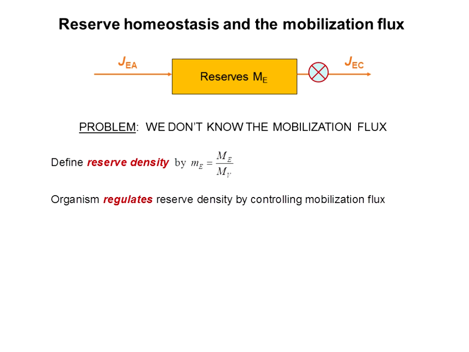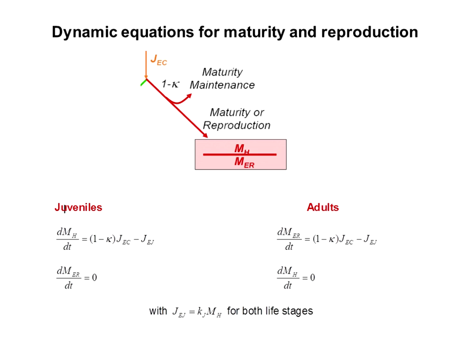I talked quite a bit about the concept of reserve homeostasis because that was the key to understanding the mobilization flux. And a comment I got after that was that I might have mentioned a concept which you will encounter if you read chapter 2 of Kooijman-Metz's book, namely weak homeostasis, which is another way of getting at what I was talking about last time.